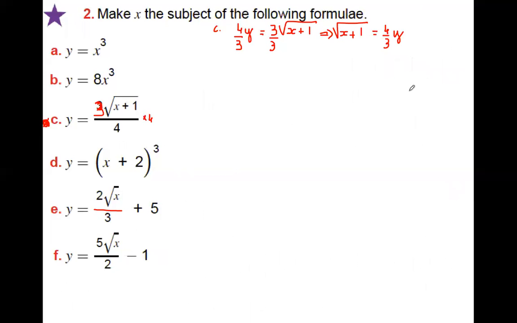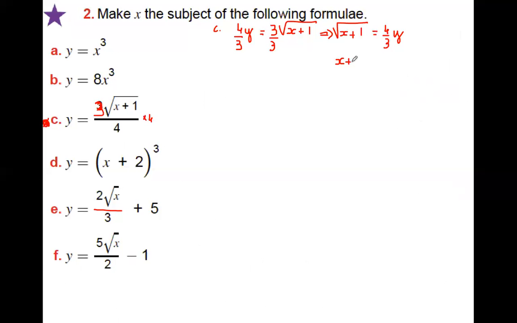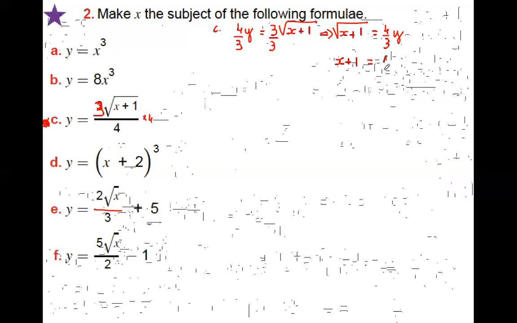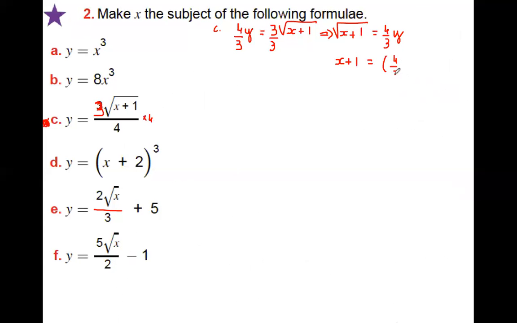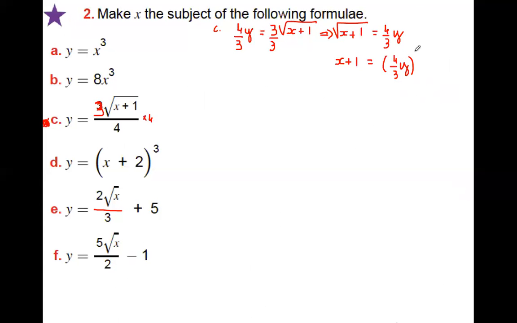And what did we say about the opposite of a square root? To get rid of it, we need to square everything, yeah? So now you end up with x plus 1, because we've squared a square root. That gives us the number itself. It's just 4 over 3y square.